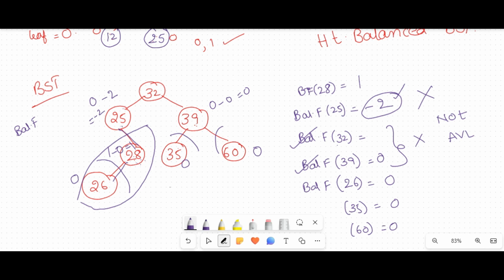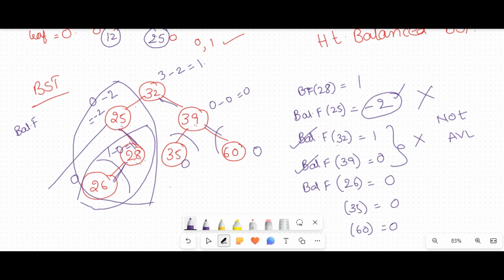So 32, see left subtree height. Left subtree height is 1, 2, 3. Left subtree means it is not like this only. The entire left subtree you have to consider. So 1, this is 2 and this is 3. So here the left subtree height is 3. Right subtree height 1, 2. 3 minus 2 equal to 1. Okay. So for 32 the balance factor is 1.